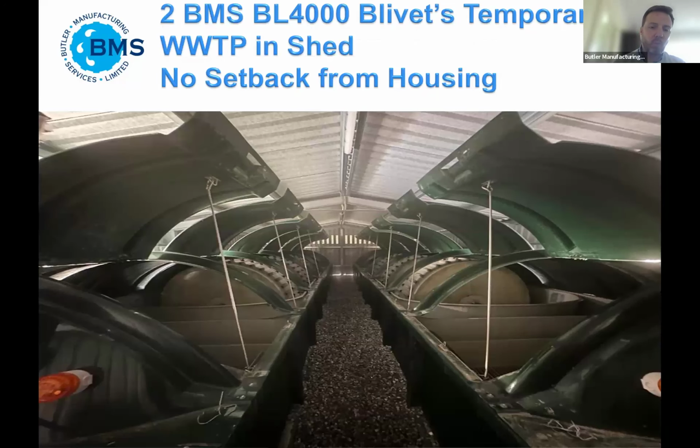This is what we talked about. This is in County Offaly in Ireland. That's 2 BL4000 Blivets. They are literally 5 meters from a house. And what we did was we innovated a solution where they're putting a steel tech shed with ventilation on it. And actually most residents don't know they're there, so they're working really well at the moment.